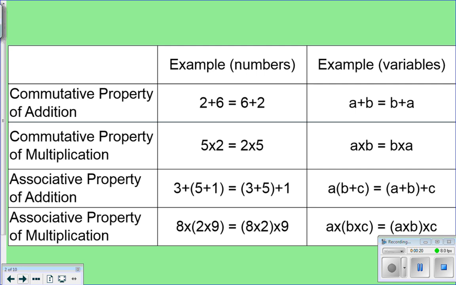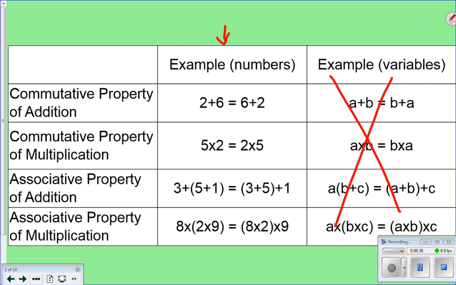Now I know it's a lot to write, but here's the deal. You either need to write this column or this column. You don't need to do both. And if I were you, I would write the examples with the numbers, if that makes sense. So let's not even worry about this one right now. We're going to talk about commutative.